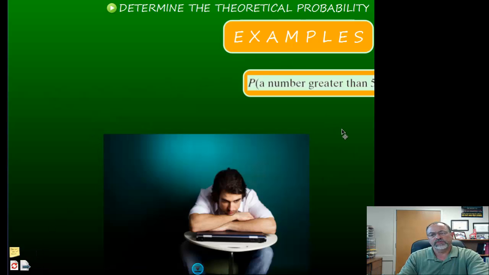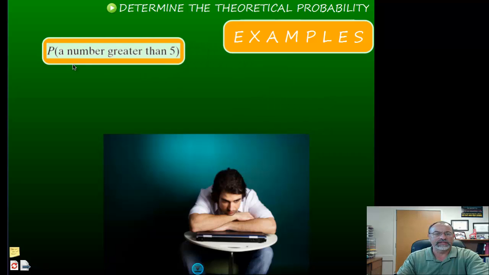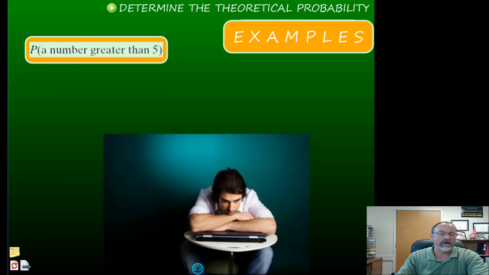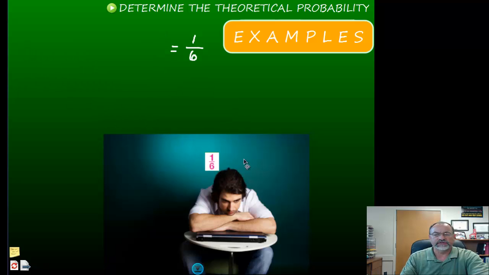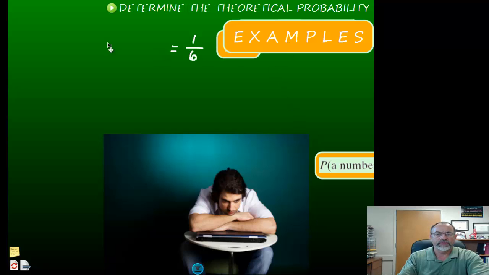Okay, so let's do just 1 or 2 examples, because I think you probably got this down pretty easily. The probability then of getting a number greater than 5. Well, again, we're rolling a number cube, so there's 6 different numbers. How many of those numbers are greater than 5? Well, just one of them is greater than 5, the number 6. So the probability of getting that is 1 out of 6 times.